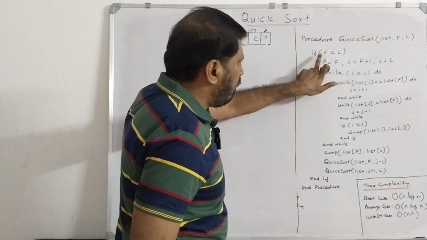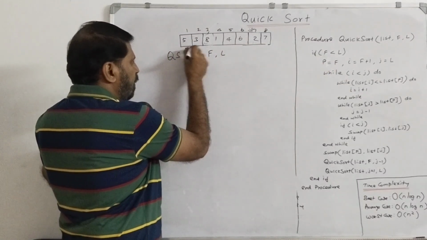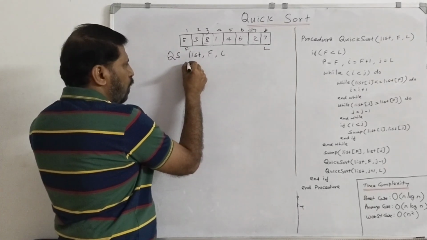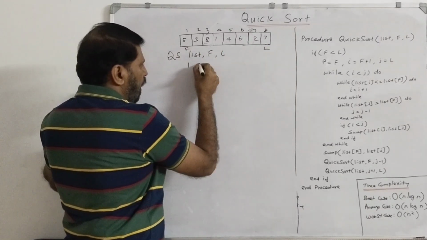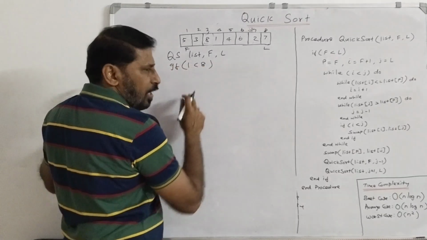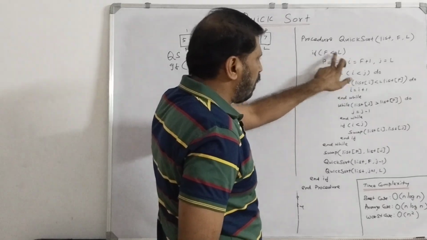So what we do inside that, we are checking if the first number, this is the first number, this is the last number. What is the first number? First number is 1. Last number is here 8. So we are checking that if 1 less than 8, condition true. As per the algorithm it is true.